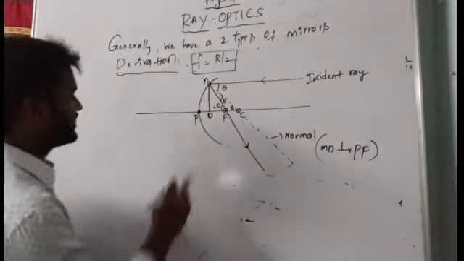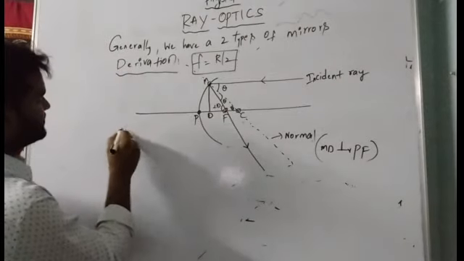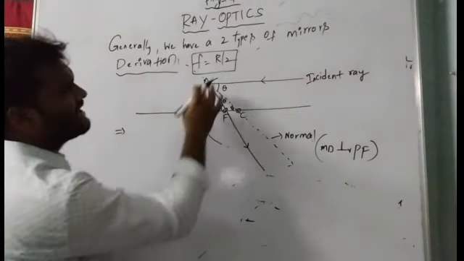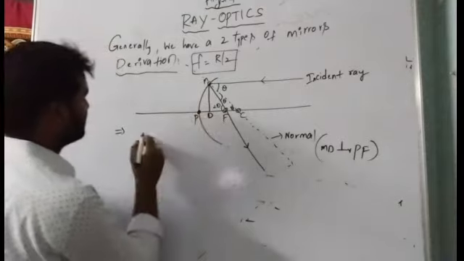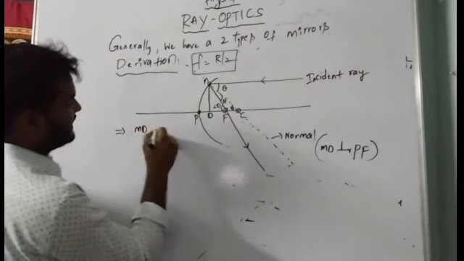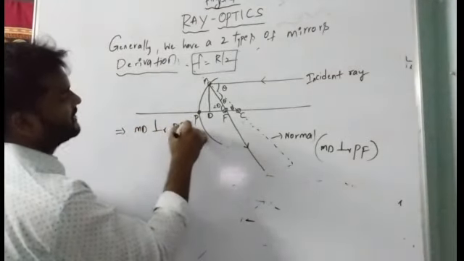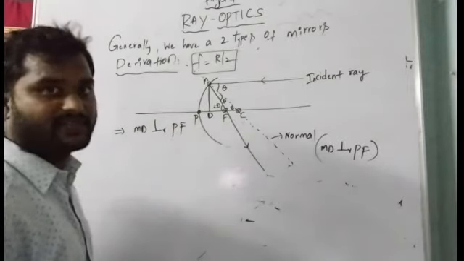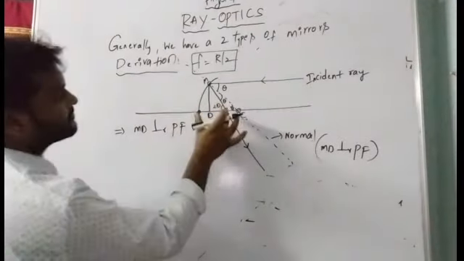Okay. So here, coming to the derivation. Yeah, derivation part. See here. We know very well MD is directly proportional to PF. So MD is directly proportional to PF. Okay. Understood everyone? See here. MD is directly proportional to PF.